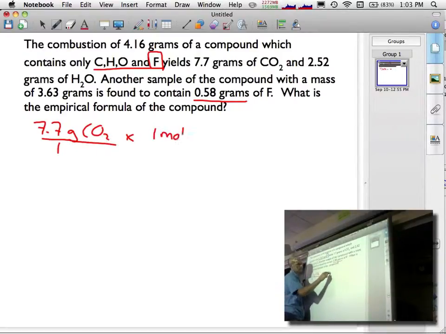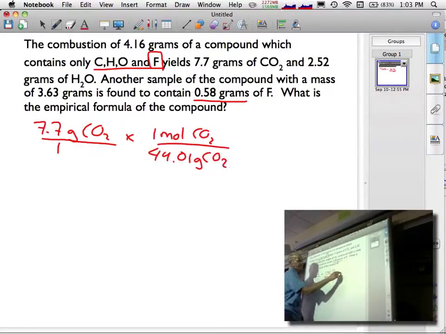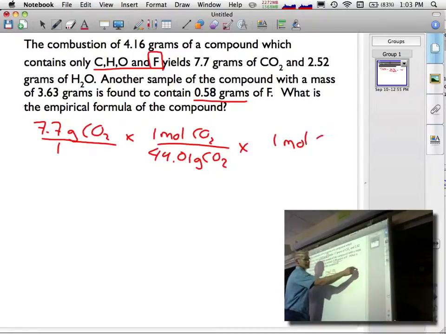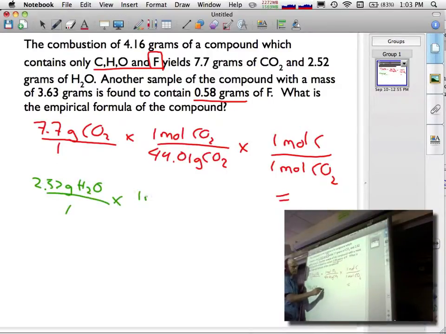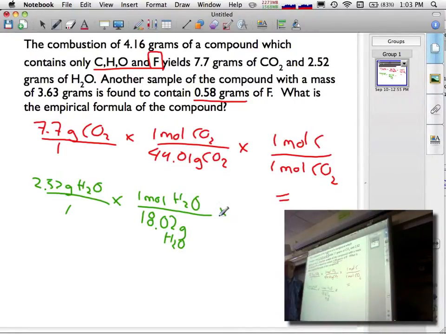We're going to turn this into moles of CO2. And then I just know all these molar masses, so we're going to turn this into moles of C, like so. So I need someone to give us the answer for this. And we can do the same thing for the H2O, right? 2.52 grams H2O over 1 times 1 mole H2O over 18.02 times, what goes here? You have 2 moles of H over 1 mole of H2O. Right. And that's because it's H2O.